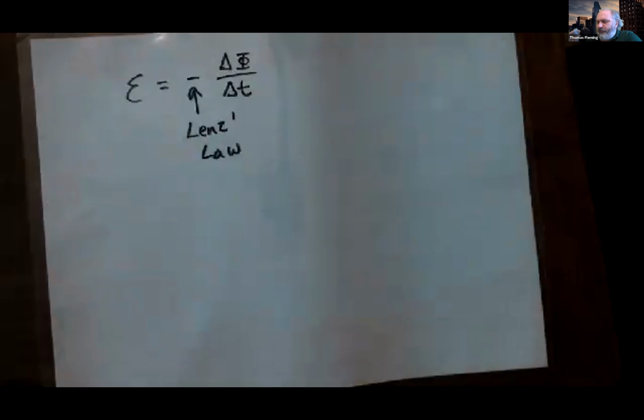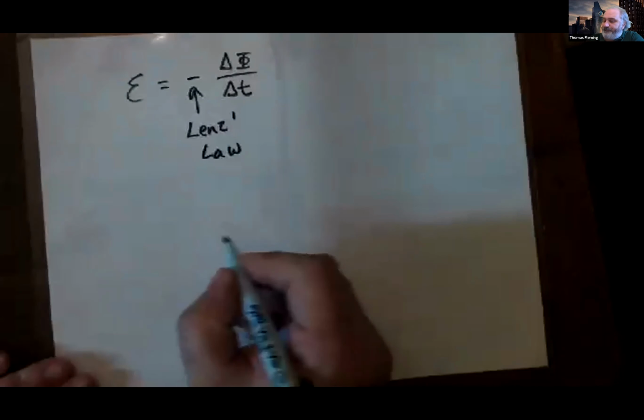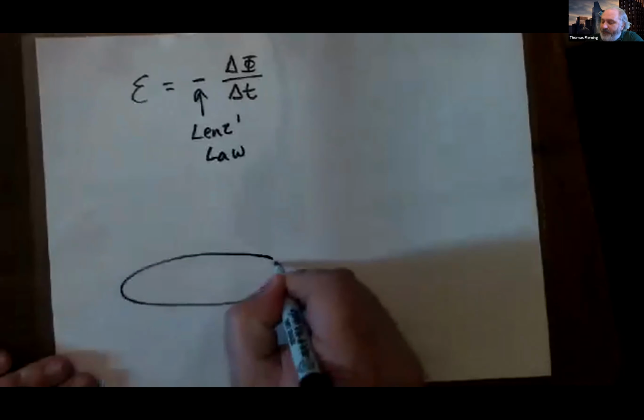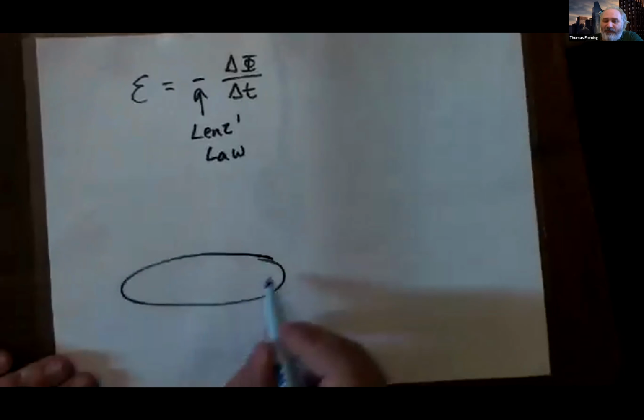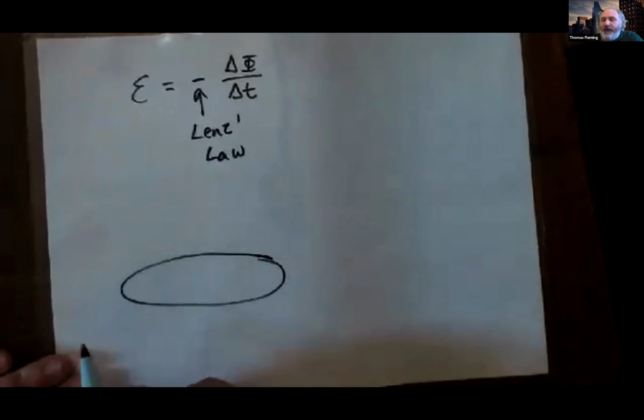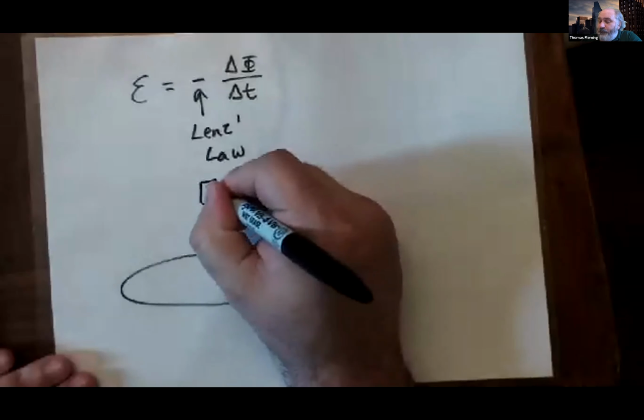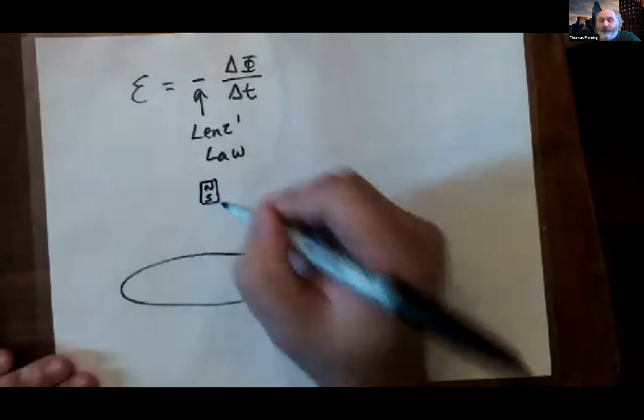So let's do a concrete example, because this is pretty doggone difficult to wrap your head around. So here's my scenario. I've got this little loop of wire, right? And I could carry EMFs around this little loop of wire. And what I'm going to do is I'm going to take a bar magnet with the North Pole up and the South Pole down.